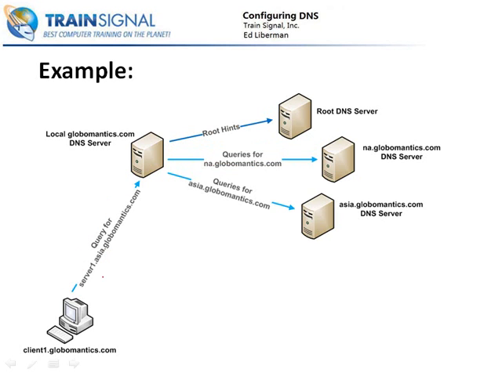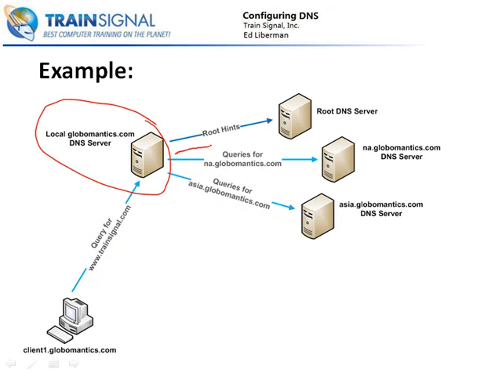If the client was asking for server1.asia.globalmantics.com, then obviously the process is the same, except it's going to conditionally forward out to this DNS server this time, who sends the answer back to the local globalmantics.com DNS server and back to the client. And finally, now we have the client asking for www.trainsignal.com. This DNS server is not authoritative for trainsignal.com.